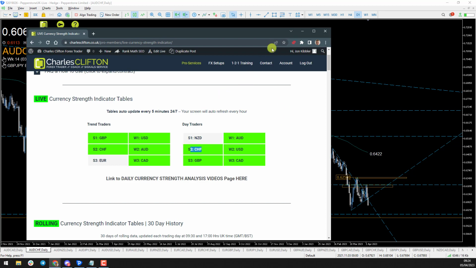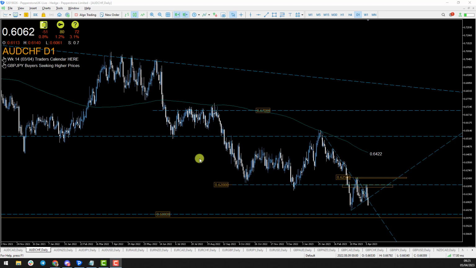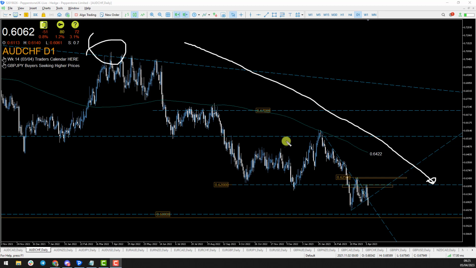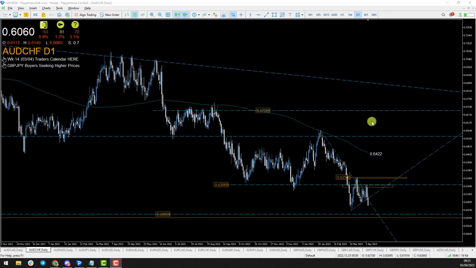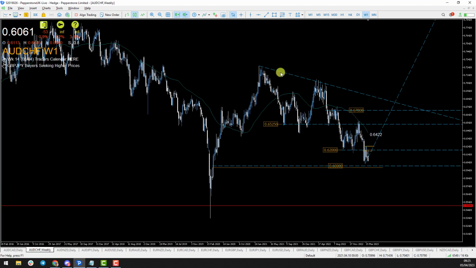I'm going to take a look at where that market is positioned. So I'm on the Aussie Swiss daily chart at the moment, and you can see from the bigger picture, or the zoomed out view that I've got here, that the market is definitely in a downward trend. We're moving from the top left of our screen down to the bottom right, and we can see that we're creating all these lower lows and lower highs on the way down from a larger time frame perspective. If I just go to the weekly, we see that a little bit more clearly.